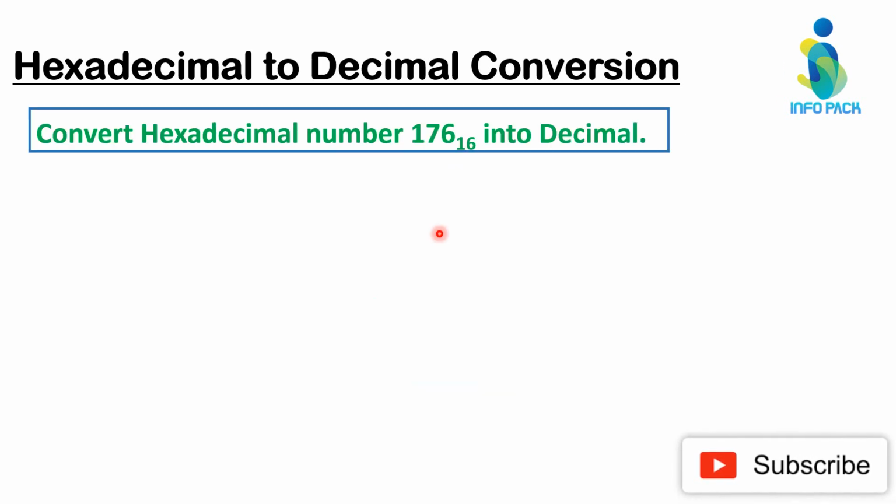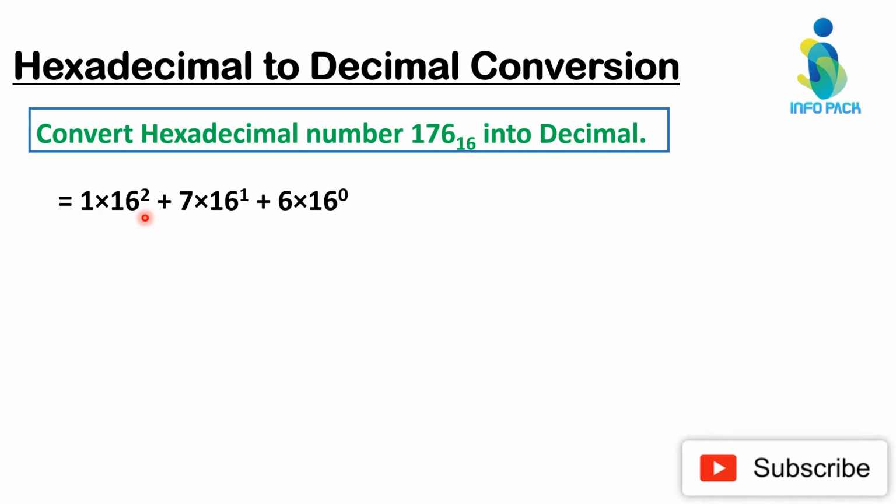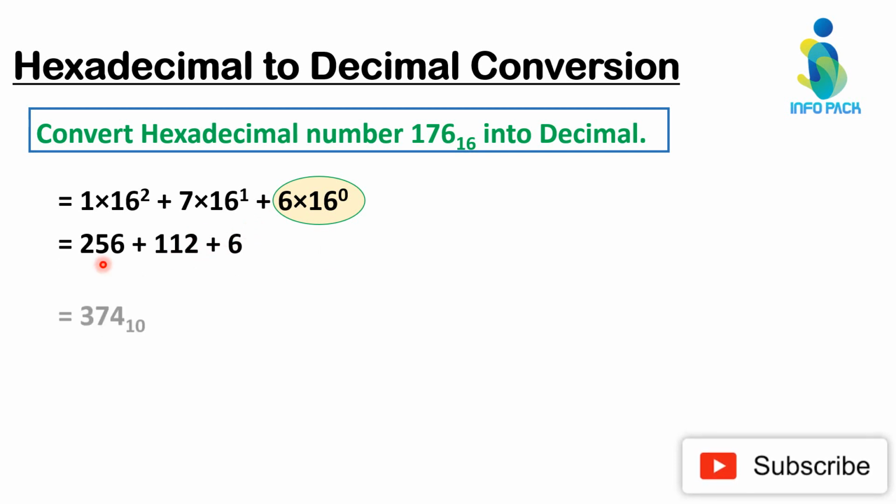Here is an example. 1 multiply 16, plus 7 multiply 16, 6 multiply 16, and write the powers from right to left and solve these powers. 16 raised to power 0 will be 1. Write 6 here and 112, 256, and after adding these results we will get 374, that is now in decimal form. Let's see another example.